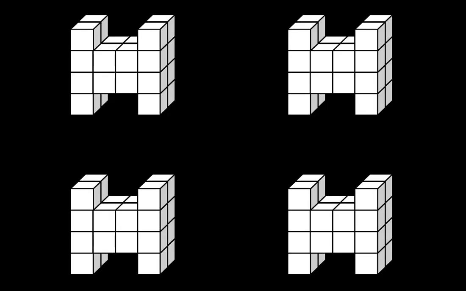Let's continue by seeing how some people break this structure apart. Here are four copies of the structure. One way that some people break this apart is into three groups of eight. Here is one group of eight, two groups of eight, three groups of eight.